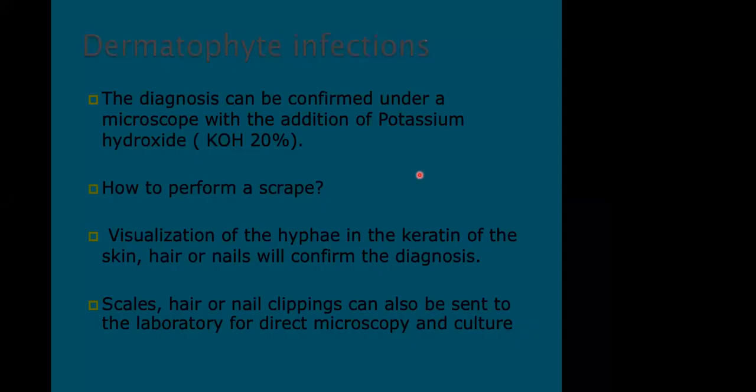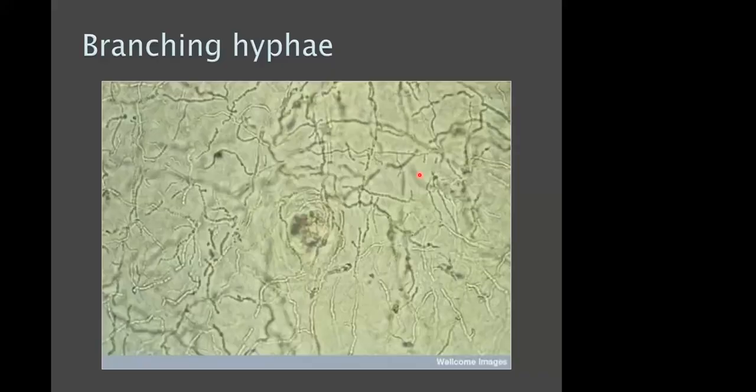So how do we make a diagnosis of a dermatophyte? Generally, it's clinical, but sometimes it can be a little bit challenging. And in those cases, we usually do a KOH scrape. So we take a glass slide, scrape off the scale, put 1 drop of 20% potassium hydroxide, put a cover slip, heat that for about 30 seconds, and put it under the microscope. And we generally see this branching hyphae. So you get these lines that are moving in different directions. So those are called branching hyphae.